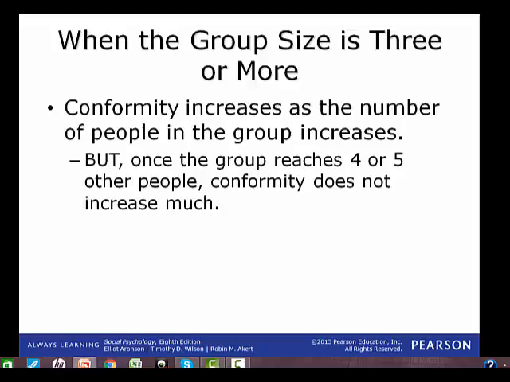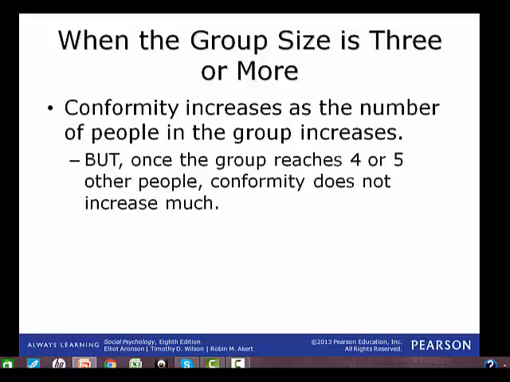So up until about 4 or 5. So what this is saying is that a group of 5 people is going to be more influential than a group of 3 people. And a group of 4 people will be more influential than 1 or 2 people, right? But when you reach 4 or 5, it doesn't become much more difficult to resist conformity as the group gets larger. So a group of about 5 is just about as influential as a group of 15. It doesn't get a whole lot more.